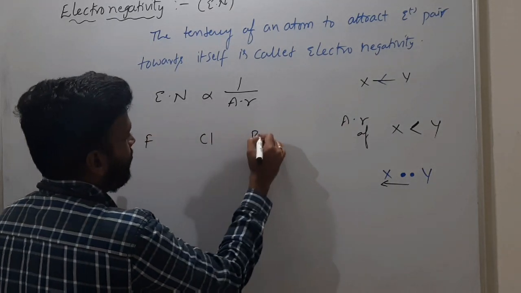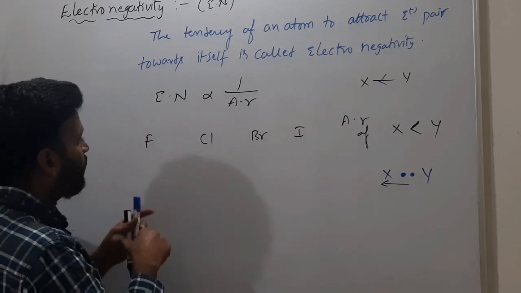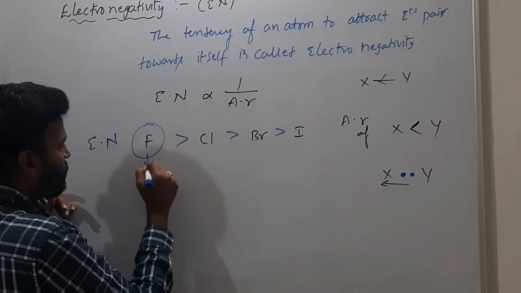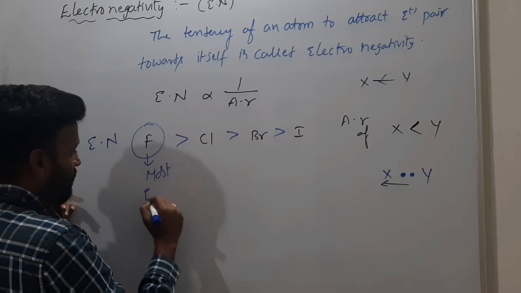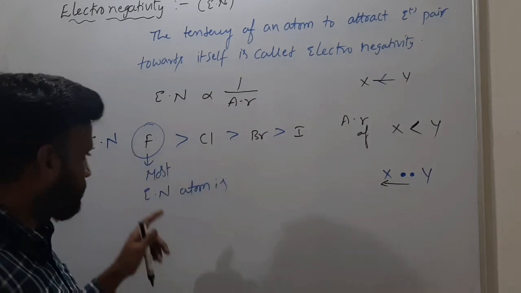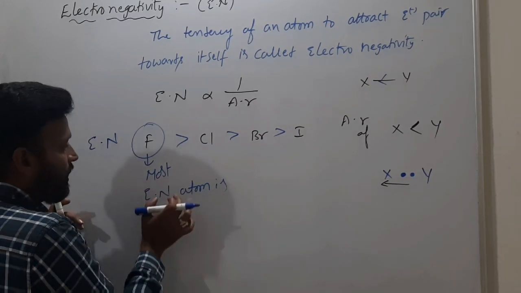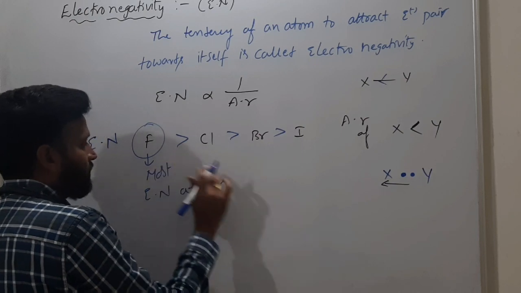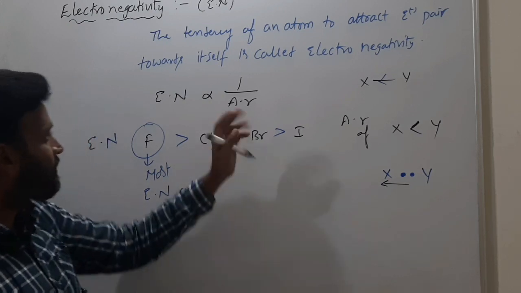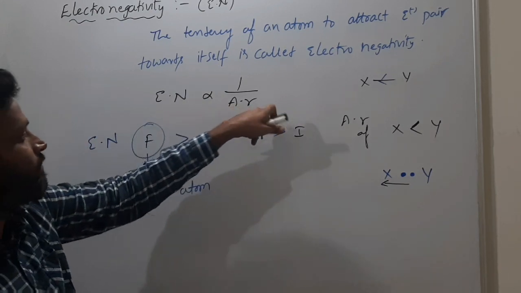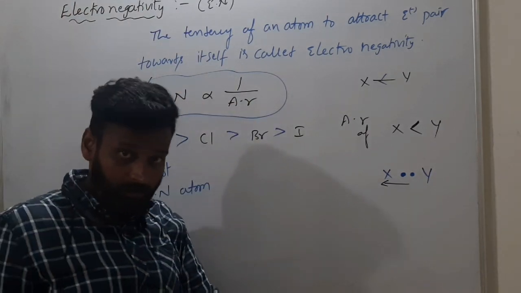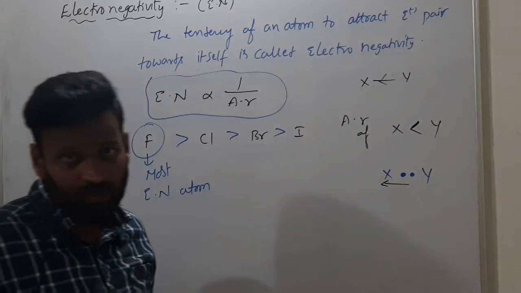Like fluorine, chlorine, bromine, iodine. If you see who is more electronegative, it is fluorine. Do you know who is the most electronegative atom? The most electronegative atom is fluorine. Its size is small. Electronegativity is inversely proportional to atomic radius. If atomic radius is small, the attracting tendency is more.